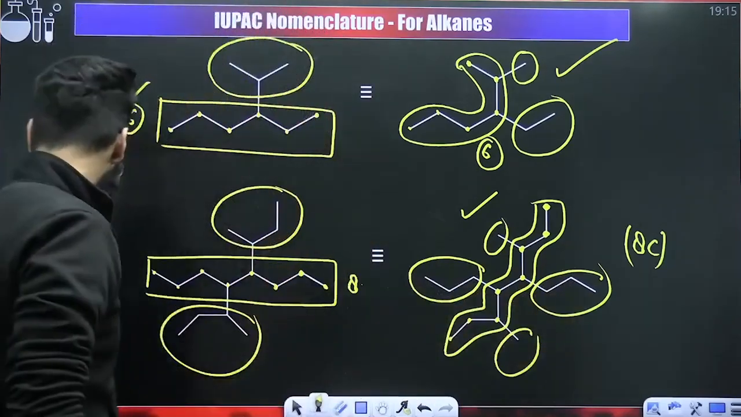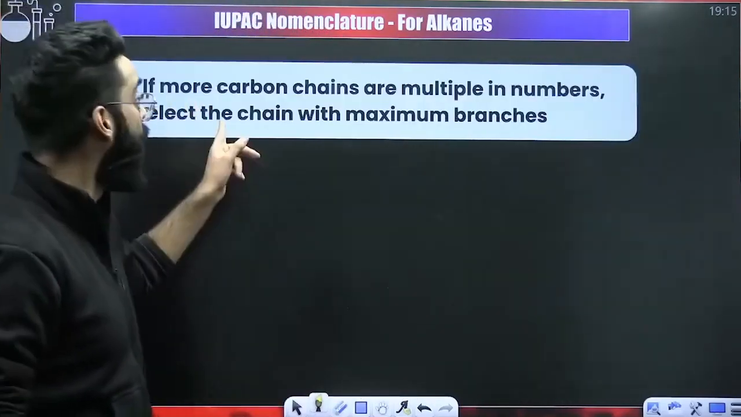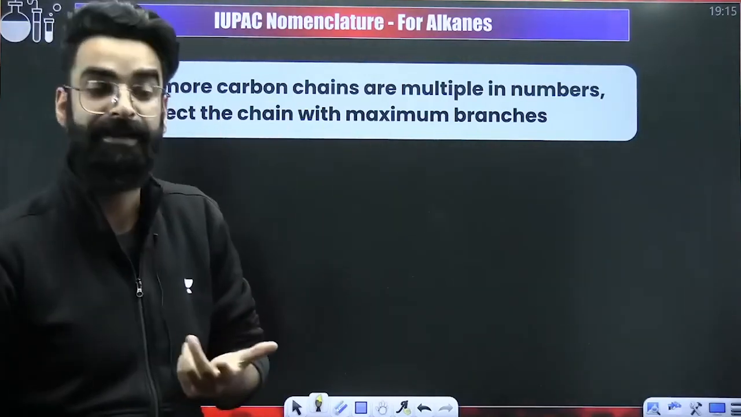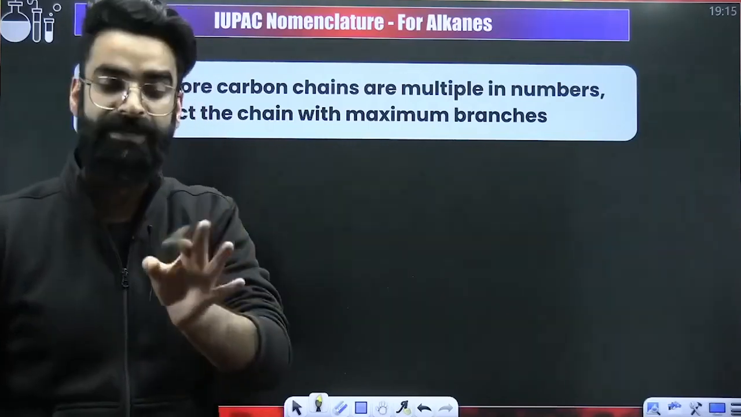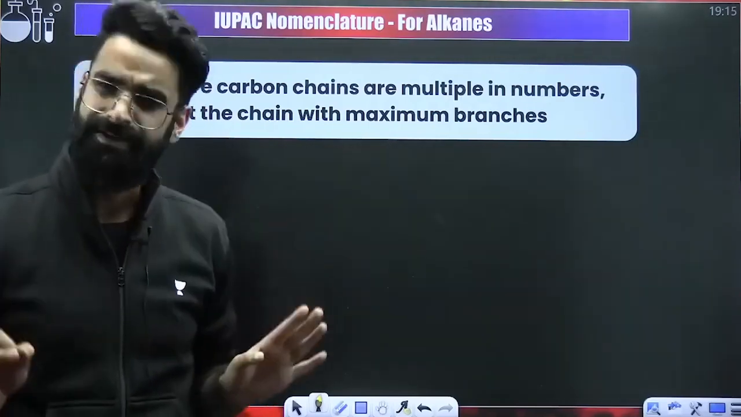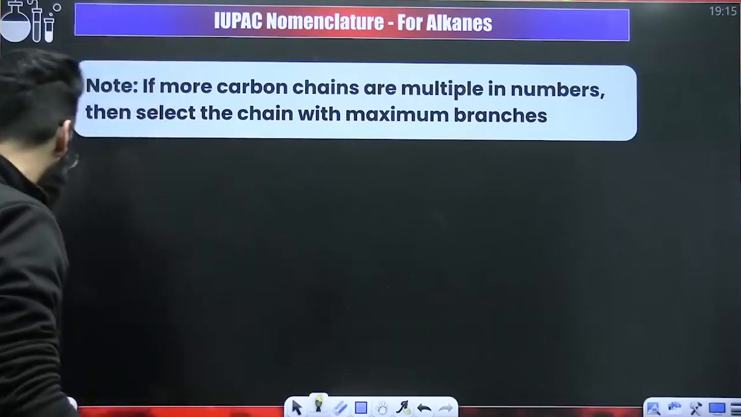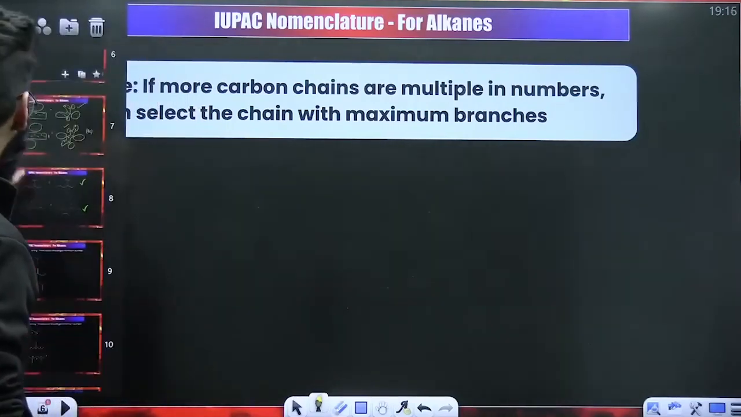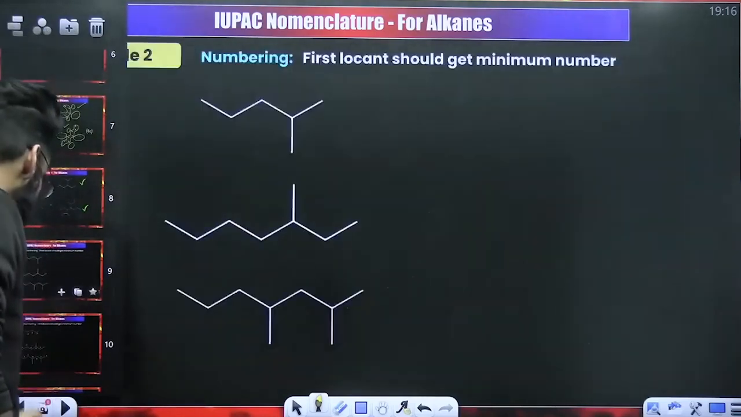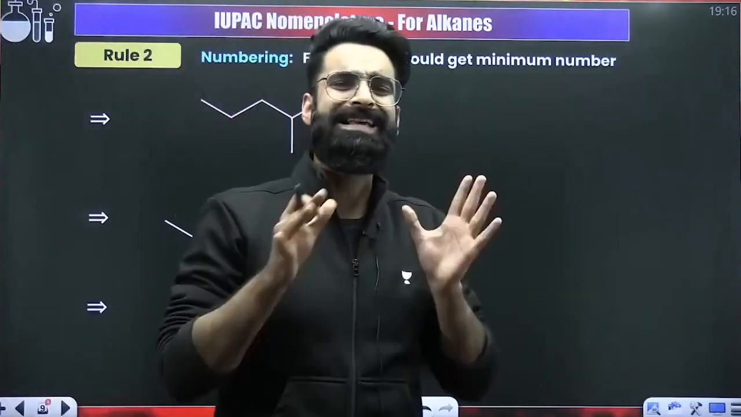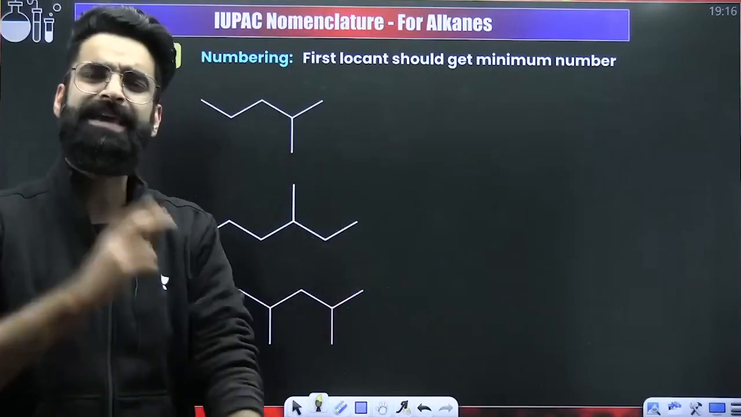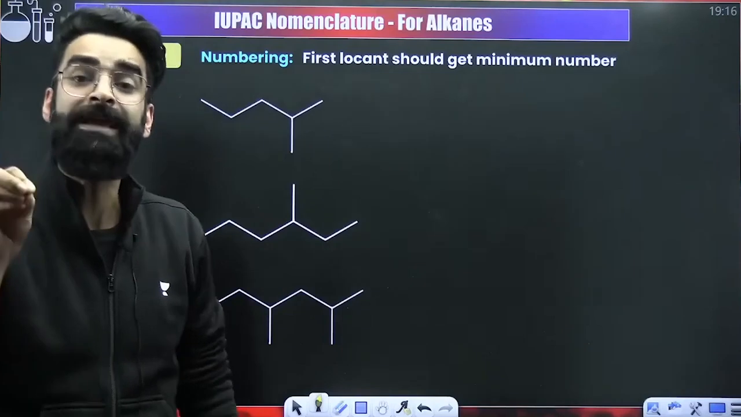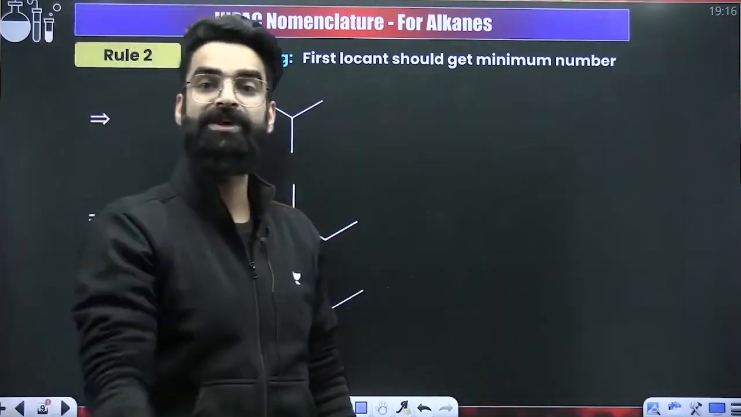So, my dear students, remember this particular statement. If more carbon chains are multiple in number, then select that chain which contains the maximum number of branches. As simple as that. I hope you got to know exactly how to select the longest possible carbon chain, right? My dear students, once you are done selecting the longest possible carbon chain, the second rule says that you have to start numbering. You have to give numbering to the carbon atoms in the main chain.